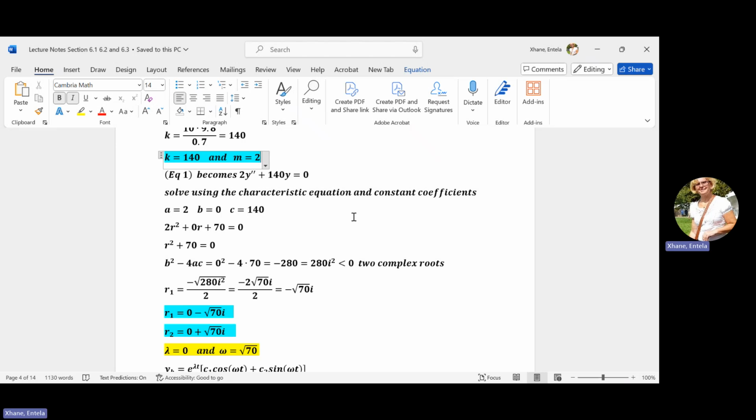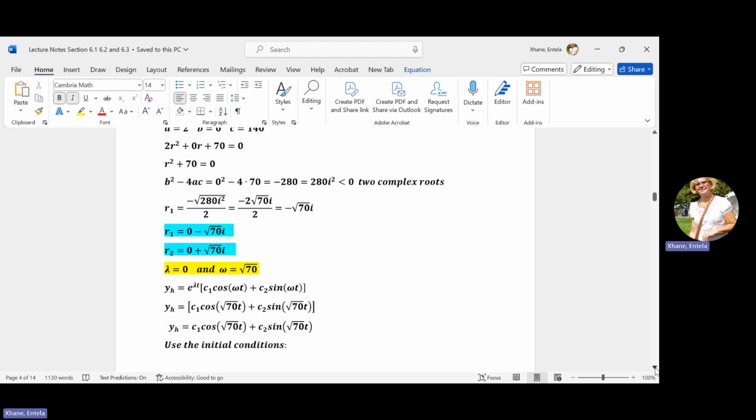280, we can convert it into 4 times 70, where 4 is the perfect square. So we get the 2 out after taking the square root of 4. So negative 2 square root of 70i over 2, which is negative square root of 70i. So omega is square root of 70, and then lambda is 0. And then we write the displacement equation as C1 e to the power 0, C1 cosine of square root of 70t plus C2 sine of square root of 70t.